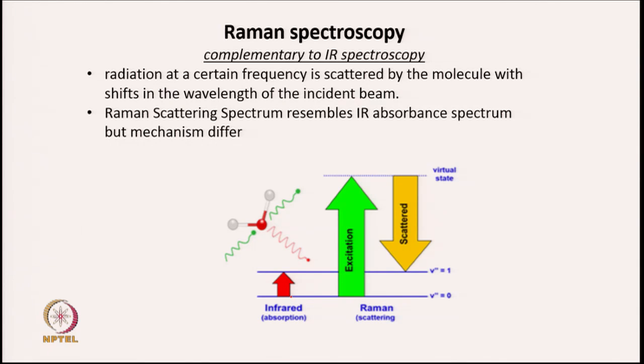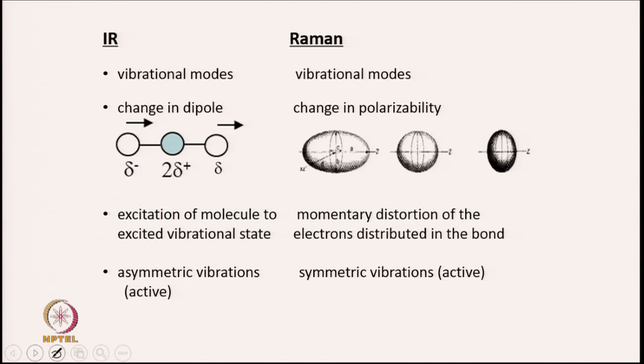In IR spectroscopy, the particle is moving from one vibrational level to another vibrational level. In Raman spectroscopy, when you excite the molecule, it goes to some virtual state, and from the virtual state it comes back to one of the vibrational states. So, V double dash is equal to 1, by scattering. You can see the gap still remains the same. This is the difference between IR and Raman. We are looking at the vibrational modes only, but in IR, change in dipole is important, whereas in Raman spectroscopy, change in polarizability is important.